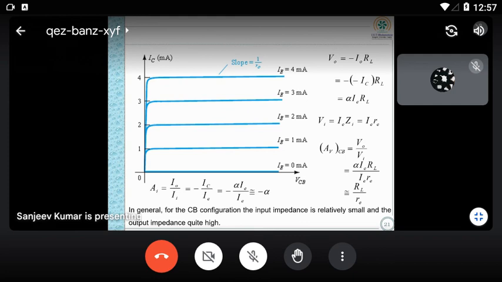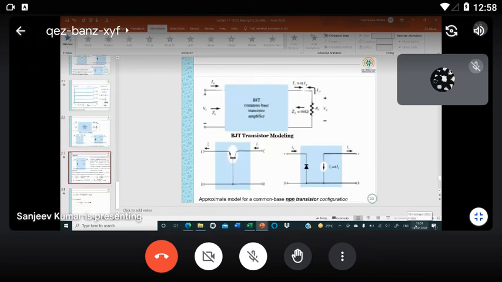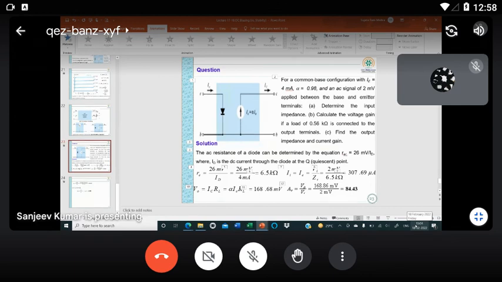Is it clear to everyone? You can go through these slides once again, and they will give you a clear idea about common emitter and common base configuration. Common base is not in your syllabus, but whenever you are doing common emitter configuration, you can compare, and then it will be easier to understand. Also, one question on common base configuration is given there.